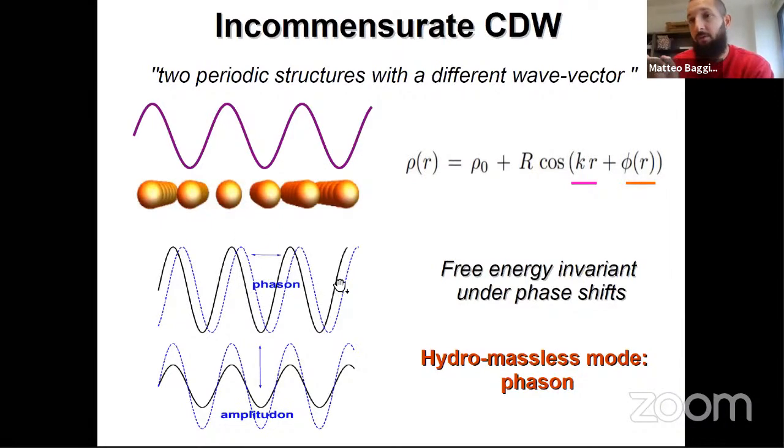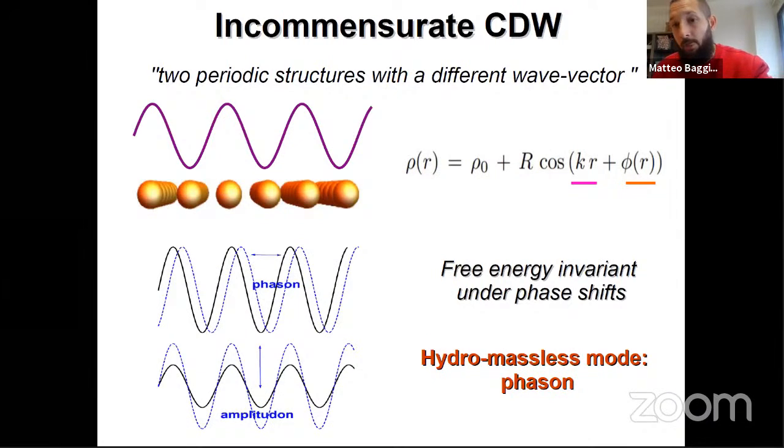Okay, so these modes, left and right, are basically the phason, because it's the mode associated to the phase. This is in contrast to the other mode, which is called the amplitudon, which is basically just the variation of the amplitude. Of course, you're very familiar with this kind of mode if you do particle physics. The amplitudon is nothing else than what we call the Higgs mode, and the phason is nothing else than what we usually call the Goldstone mode.